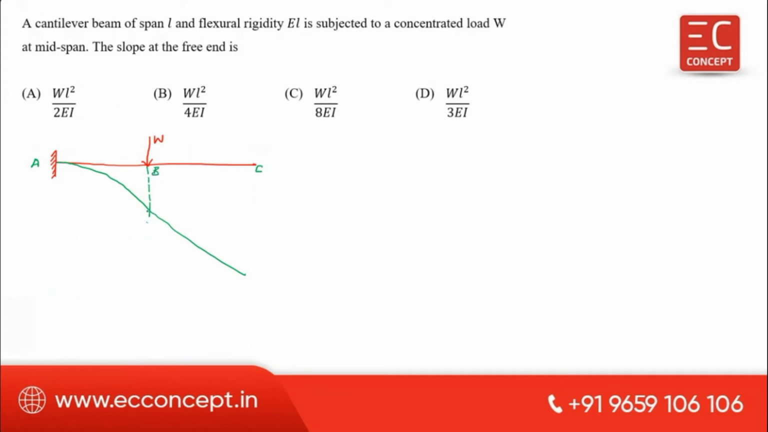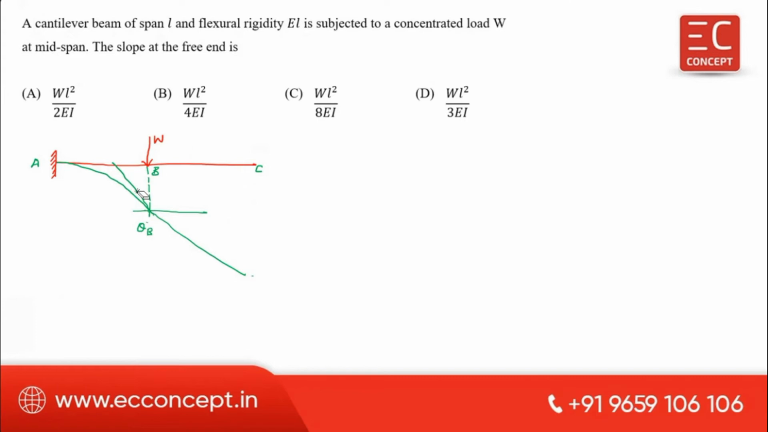Now slope at B and slope at C, both are the same. Why? Up to B there was a curve, and beyond B there was a straight line. How can we calculate the slope at B? Draw a tangent at B. If you draw a tangent, it will go something like that.